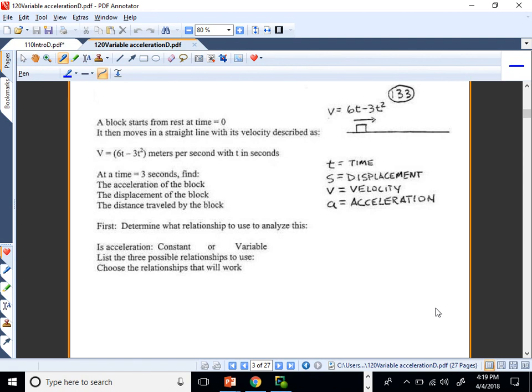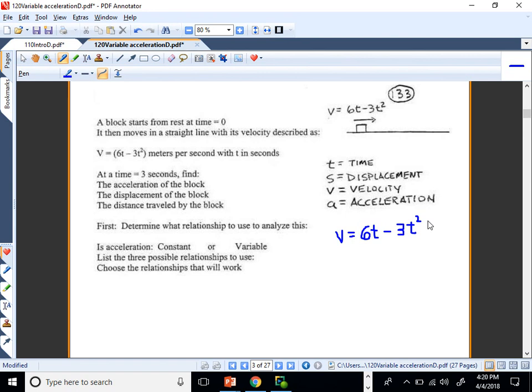All right, and so let's start having a look at this. Now what we've got there is v is equal to 6t minus 3t squared, right? Now what we can always do, you can always use calculus. The only thing you can be unsure about is using the constant acceleration equations. You can't do that if you've got variable acceleration. It doesn't work. But calculus will always work.